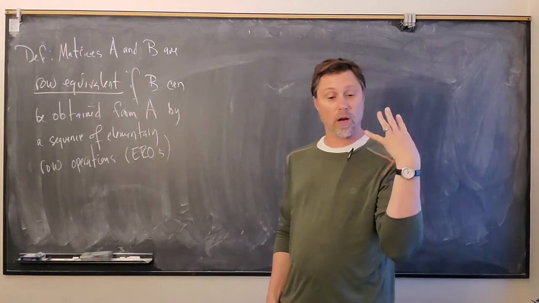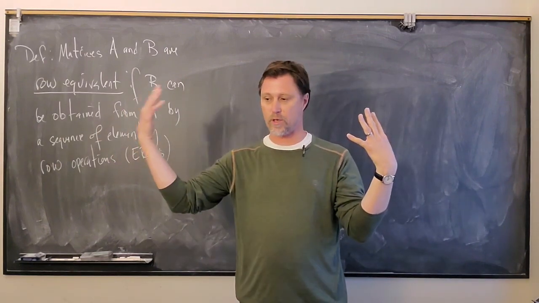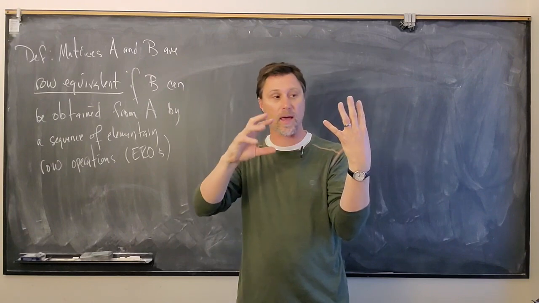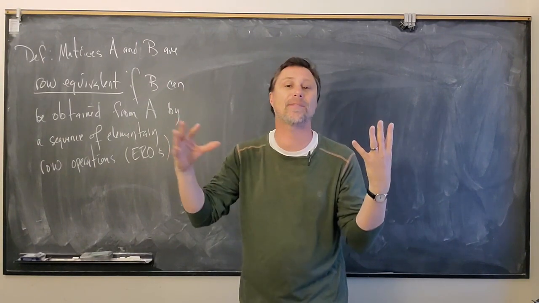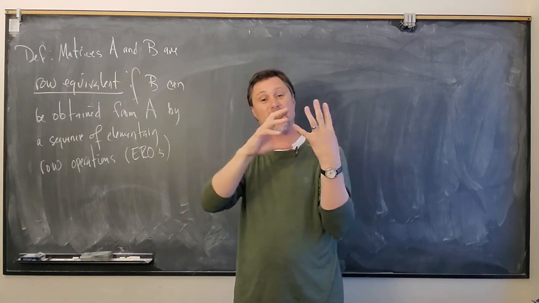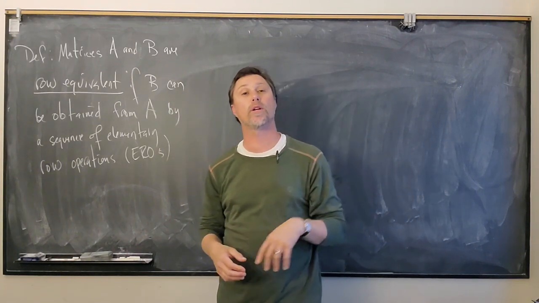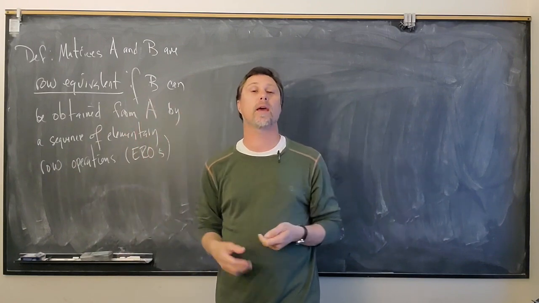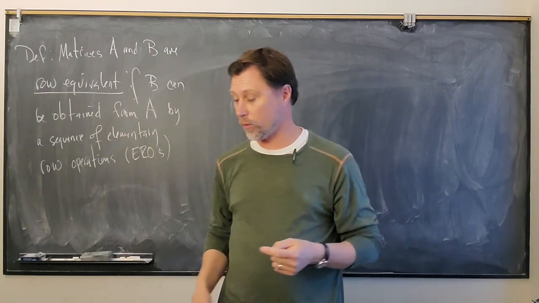So if we start off with A and we have this other matrix B, if by performing some elementary row operations to A, maybe it takes 3 of them, maybe it takes 10 of them, who knows, it doesn't matter how many it takes. If by performing some sequence of elementary row operations to A, you eventually end up with the matrix B, then you say that the two matrices are row equivalent.